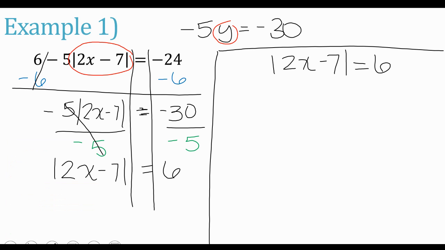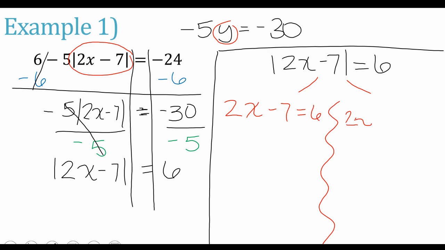Equals 6. And the way we do that, like we did yesterday, is we're going to create two different equations and solve them separately. Take your expression out of the absolute value bars, set it equal to a positive value. Out of the absolute value bars, and equal to a negative value. And we solve from there.